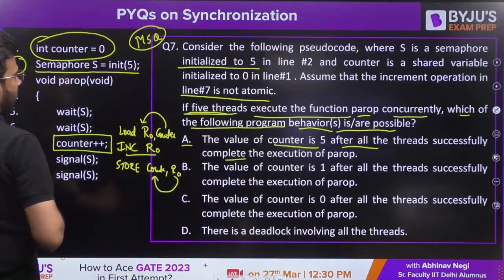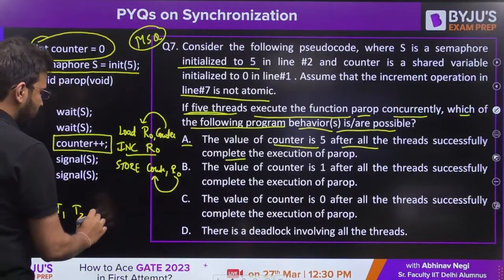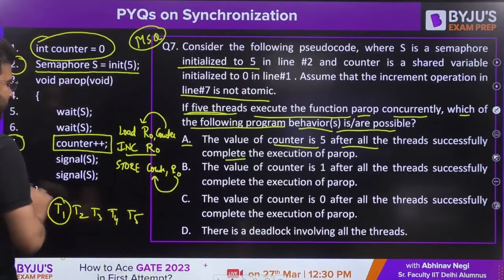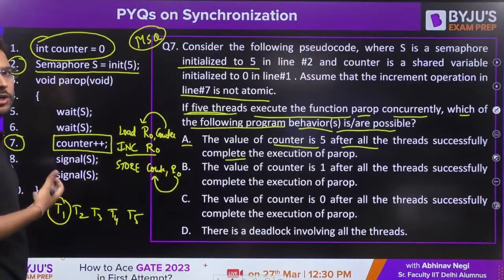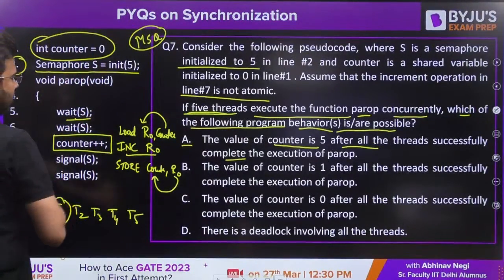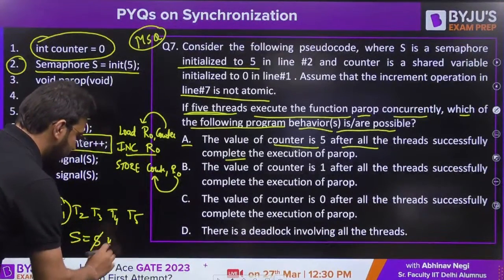Yes, it is possible. How? Let's say we are having 5 threads, T1, T2, T3, T4 and T5. Let's say T1 executes first, so it is a sequential access. T1 will execute first, wait of S. Let's say S is equal to 5 here, it will make it 4.